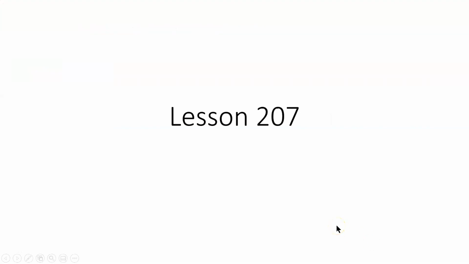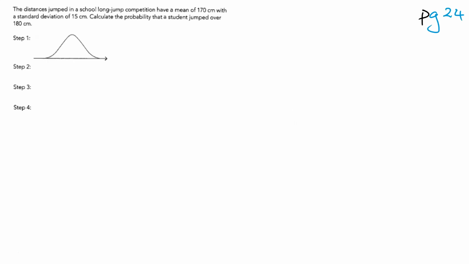Okay, boys, so I got us to go through some of the questions from the workbook for lesson 207. That's looking at the right tail. So if we take a look at the first part on page 24, where you've just got to fill in the gaps, the key thing is to follow the steps, and it's been laid out there for you. The distances jumped in a school long jump competition have a mean of 170 with a standard deviation of 15. Calculate the probability a student jumped over 180 centimetres.